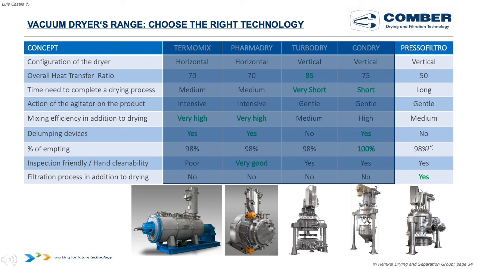Presofiltro is the only vacuum dryer capable of operating as a filter. Washing the cake or reslurry can also be executed additionally before drying. For this, as I've mentioned previously, the Presofiltro Nutsche filter dryer is a really well-known technology that allows you to execute several steps in just one single piece of equipment.